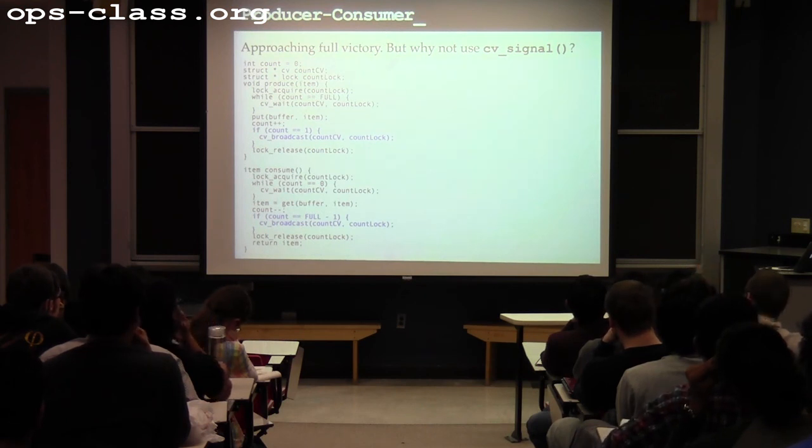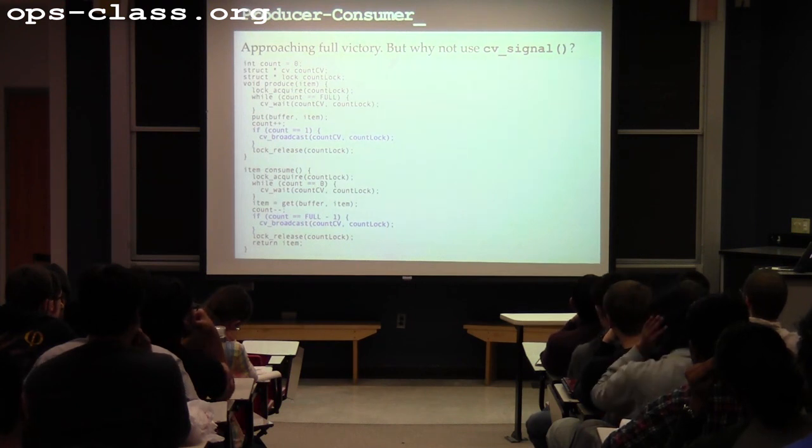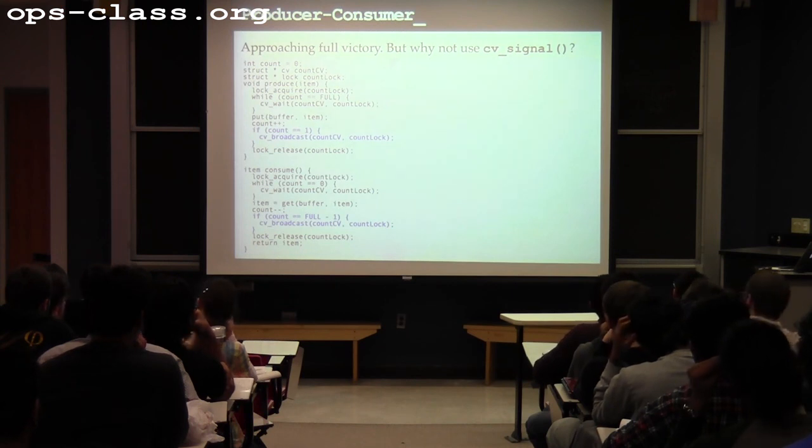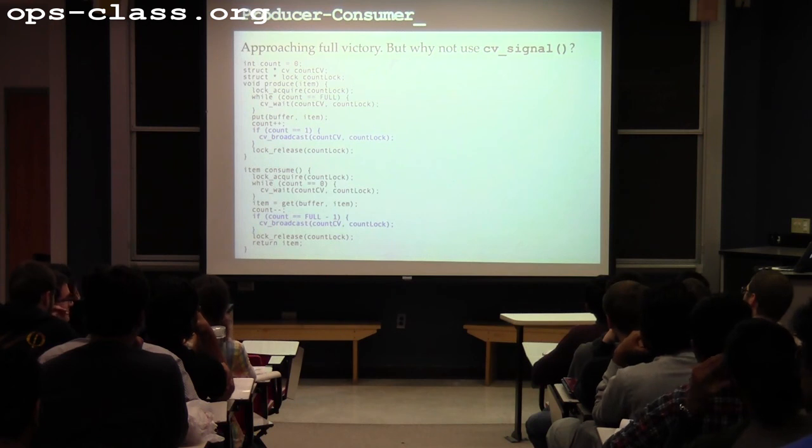Yeah? Would it work if you switch the order of release and all that? I don't think so, because I'm pretty sure that CV broadcast is supposed to make sure that the lock is held. So I need to broadcast before I call lock release. Yeah. Good questions. Any other questions about this example?